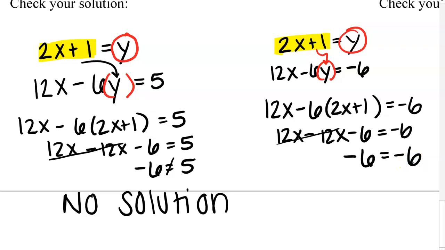If your variables eliminate and you get a statement that is true, that means that this system has infinitely many solutions, meaning that these lines are actually exactly the same line. They would be graphed one on top of the other and intersect in infinitely many places. So if the variables eliminate and we get something that's not true, no solution. If variables eliminate and we get something that is true, infinitely many solutions.